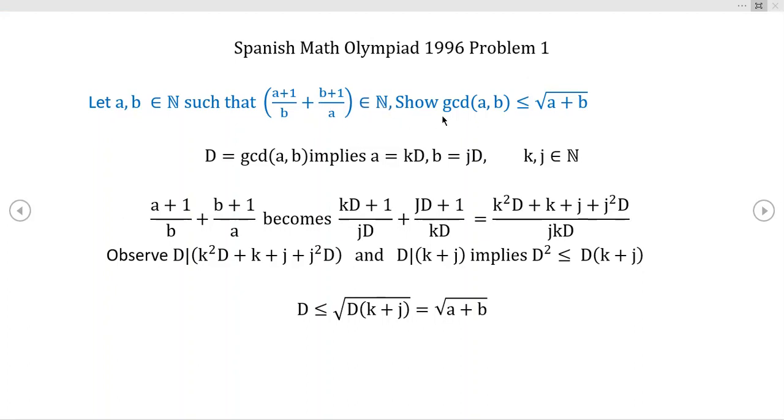Okay, we're supposed to show that under this constraint, the GCD of A and B is less than or equal to the square root of the sum.